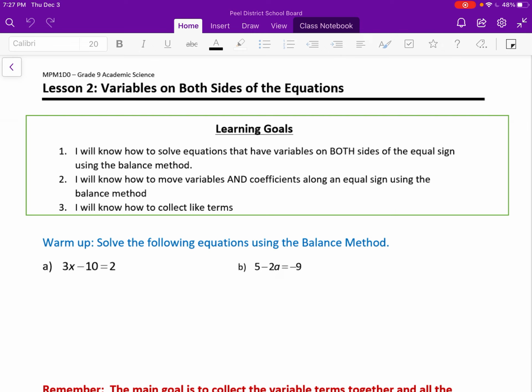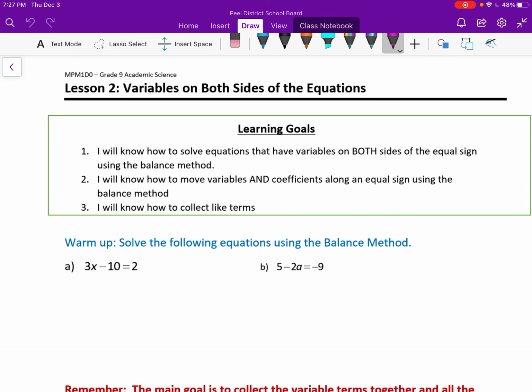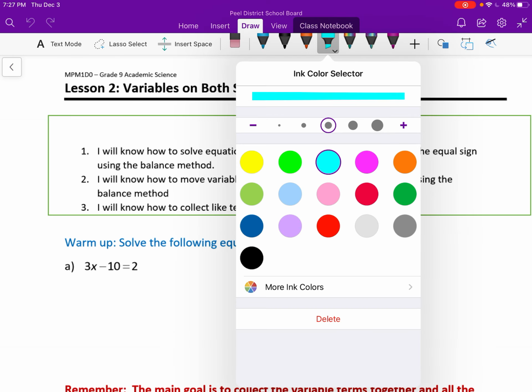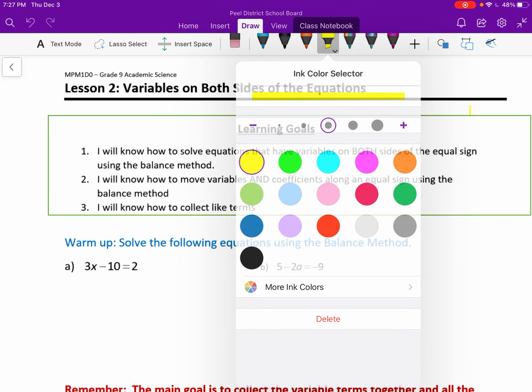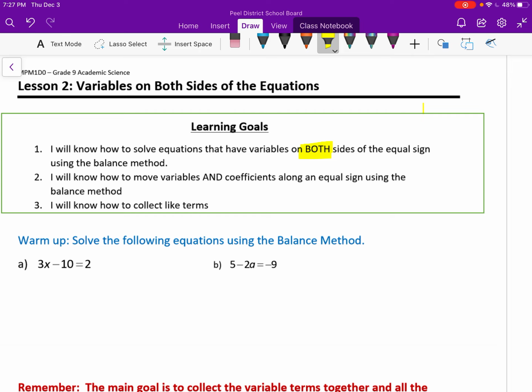The first one will be you'll know how to solve equations that have variables on both sides. So right now we've kind of just been talking about one-sided variables, but by the end of this lesson you'll be able to solve them on both sides of the equal sign, and using the balance method as well. This is a reoccurring theme throughout this unit: using this balance method.